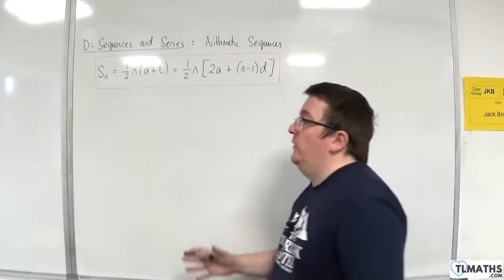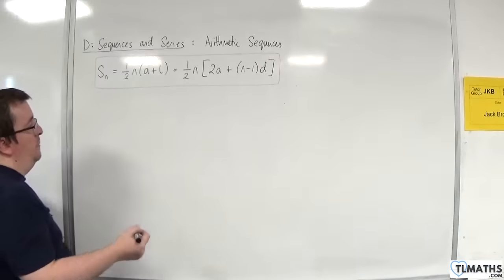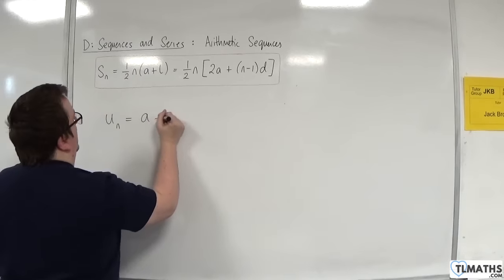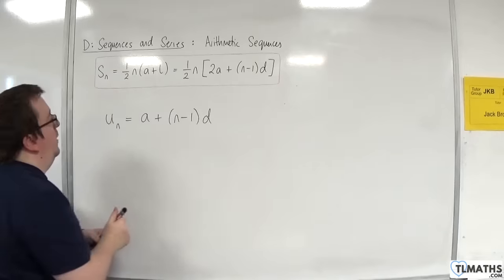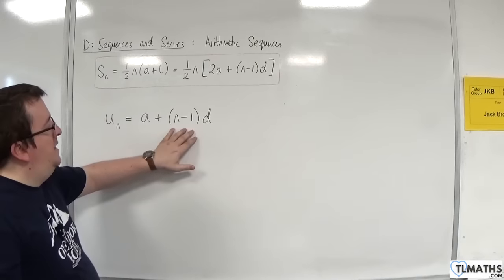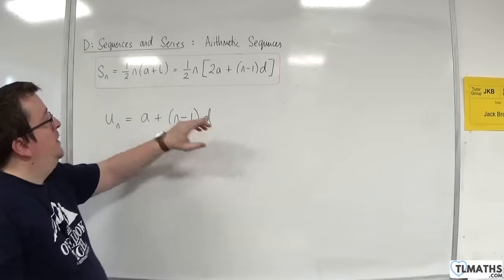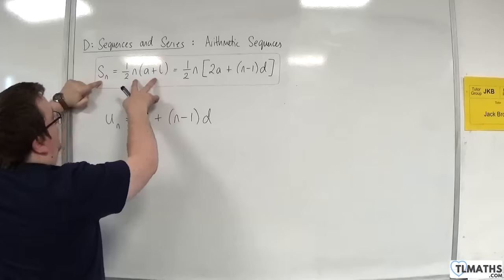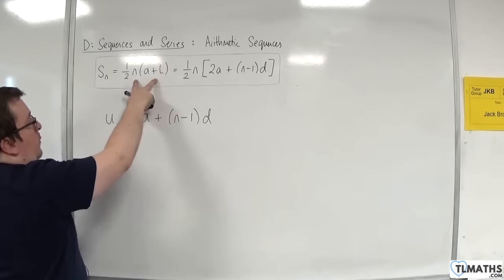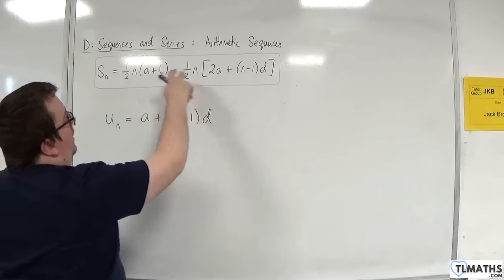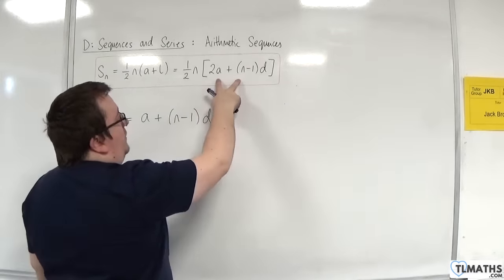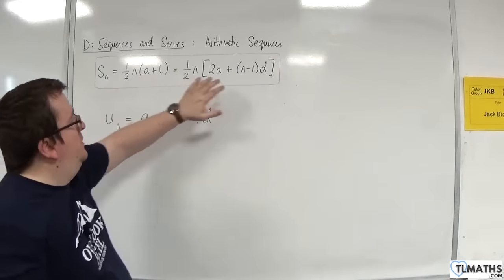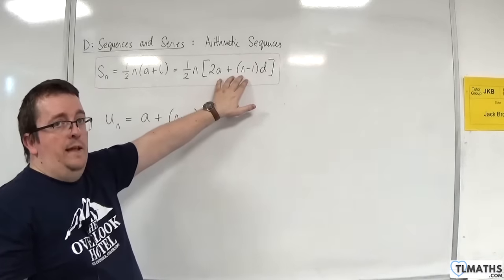With arithmetic sequences, you're not given the nth term formula in the formula booklet. So you need to remember that un is equal to a plus n minus 1 times d, where a is the first term, n is the number of terms, and d is the common difference. You are given the sum to n terms formula, however. So you're given it in two forms: 1 half n times a plus l, where l is the last term, and 1 half n times 2a plus n minus 1 d. You'll use this one if you know l, and you'll use this one if you don't know l, the last term.